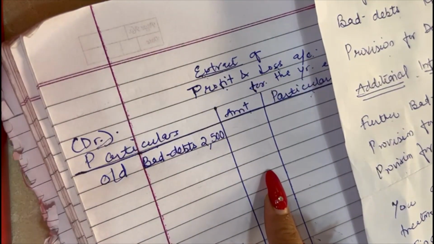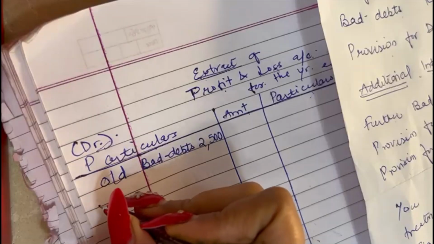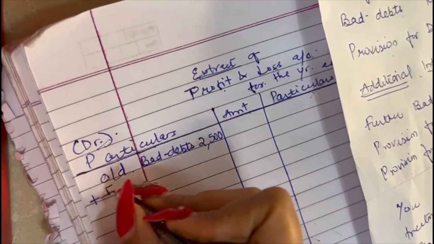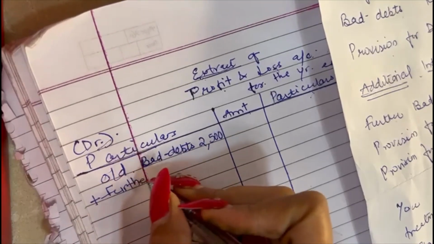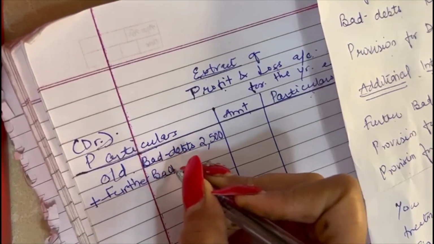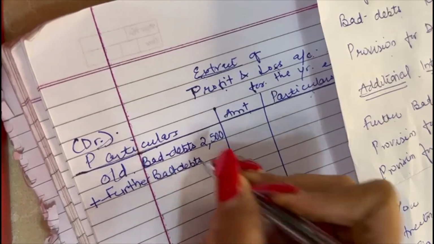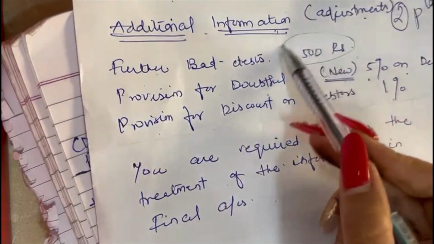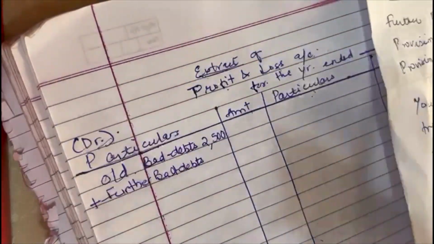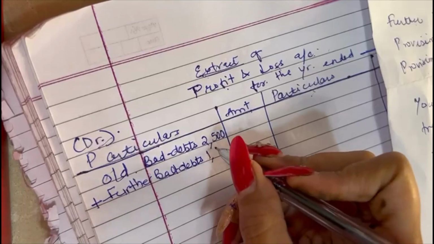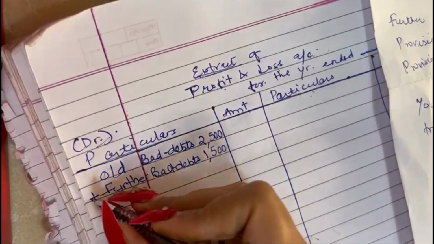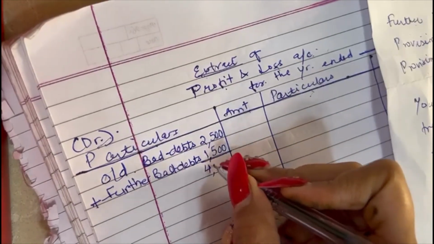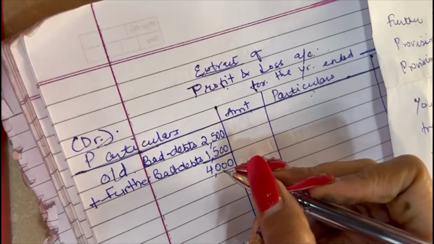After writing old bad debts, we will write further bad debts, which will be added to old bad debts. Further bad debts is given in the adjustment, so these appear at two places in final accounts. Further bad debts 1,500 rupees, and this is to be added to old bad debts, so we have mentioned the plus sign here. Then we can make a total of this: 4,000 rupees. This is the total we have so far.